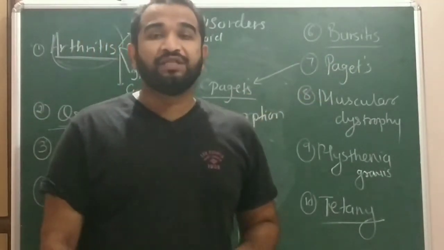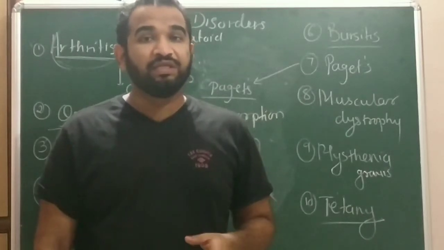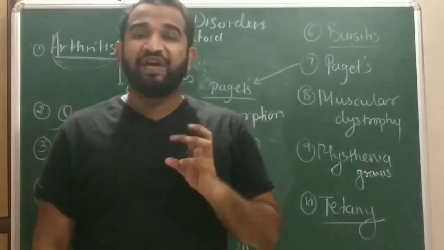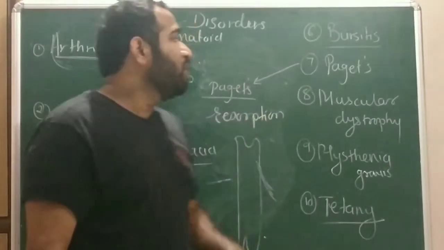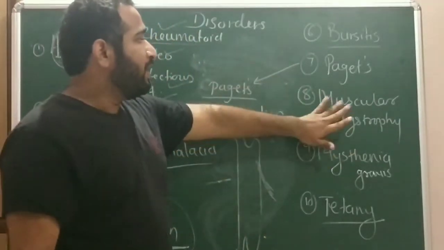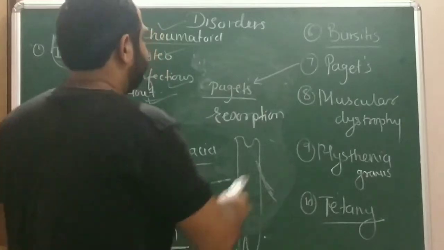What is seen in Paget's disease is that the bone has become very, very soft, and at irregular intervals the bone is thick. So that is seen in Paget's disease. Next one is muscular dystrophy.